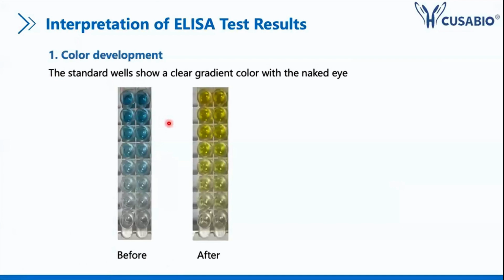The color development is a reaction between the substrate and the enzymes. For example, in this assay, TMB is the substrate for the HRP. Before we add the stop solution, the color is usually blue. After the addition of the stop solution, the color will turn to yellow. With the standards, we can distinguish whether there's a clear gradient color with the naked eyes. If you see this clear gradient color, then it's highly possible that the ELISA experiment is pretty good. So this is the first aspect.